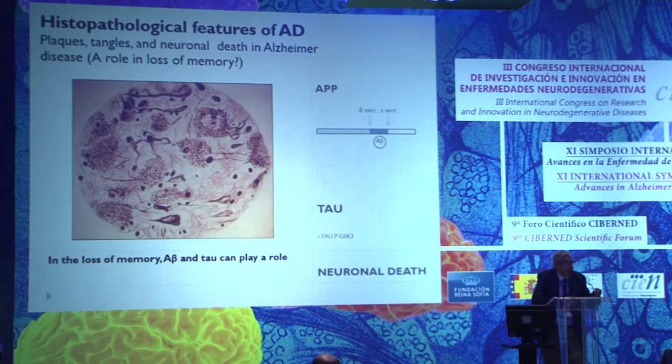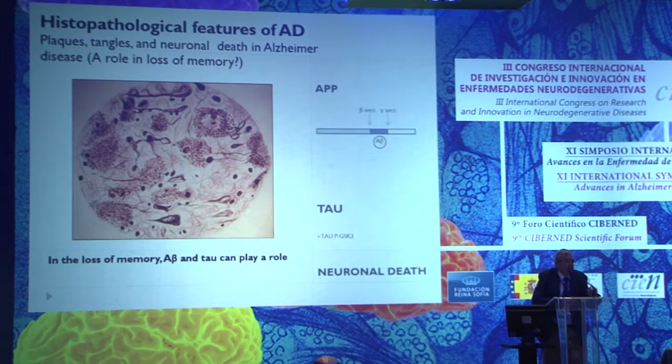Also, you know that in Alzheimer's disease, there are two histopathological features: the appearance of the beta amyloid that could aggregate into senile plaques, and the presence of tangles that are composed of tau protein. Since the beginning of the studies of Alzheimer's disease, people have tried to look for possible connections between these histopathological features and the loss of memory. I mean, if amyloid or tau could be related to the loss of memory.